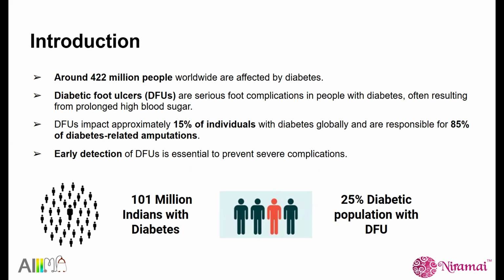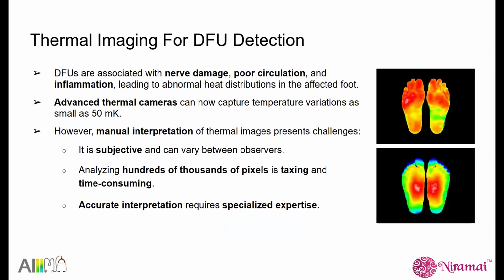As per the census for India, around 101 million people are affected with diabetes, and 1 out of 4 individuals can have diabetic foot ulcer as an issue. So what could be the technology used for early detection of DFU? One is thermal imaging, wherein infrared thermography is able to identify the abnormal heat distribution in the affected foot. Usually in diabetic foot ulcer, people have nerve damage or poor circulation and inflammation.